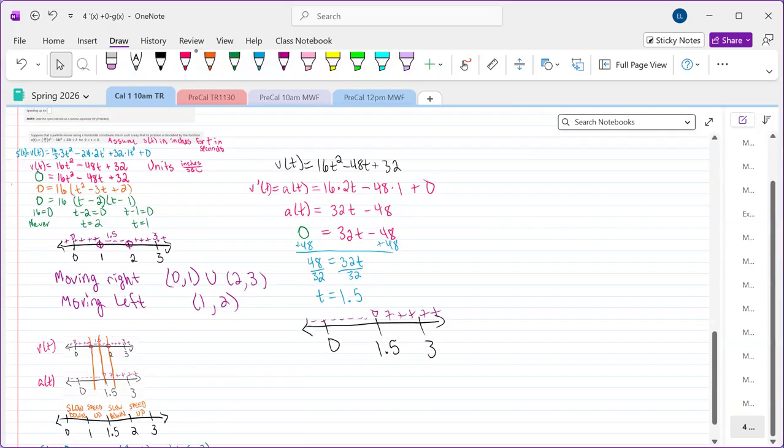So again, you're not going to have to do the full speed up, slow down comparison. You'll just have to do it for one number. But you are going to have to tell me when it's moving right and left. So questions on this problem?